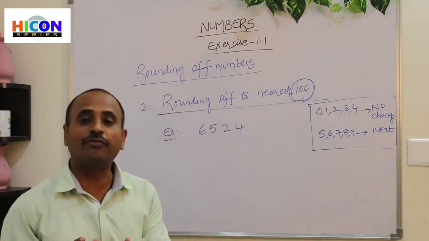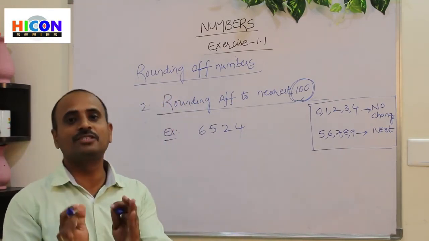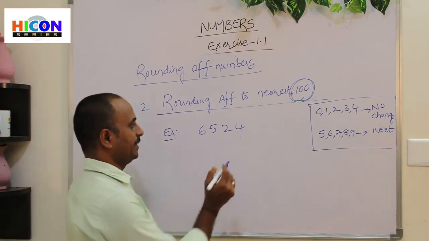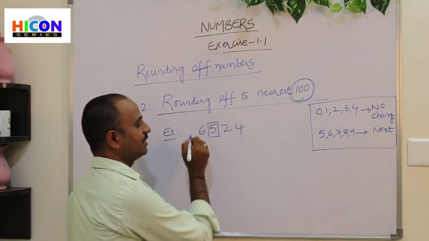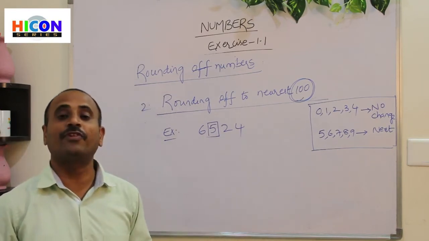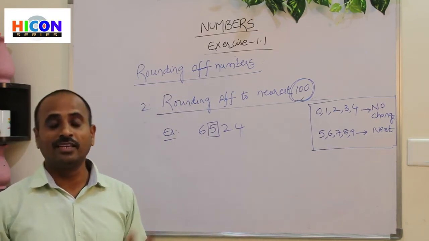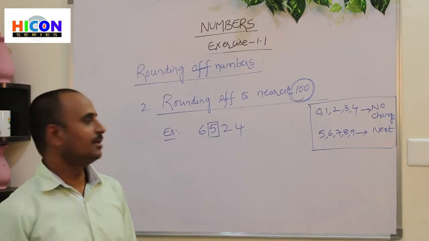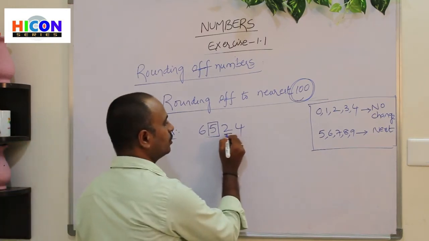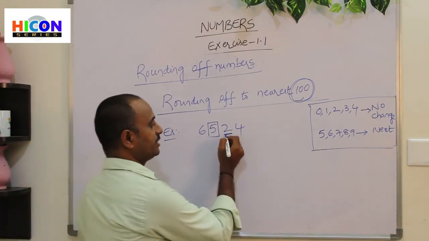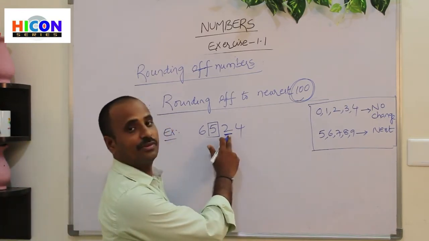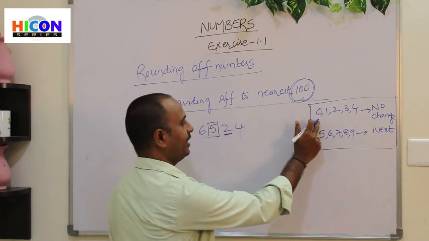That's why we have to find the digit present in the hundreds place. So the hundreds place: this is ones, tens, hundreds. So 5 is present in the hundreds place. That means there are 5 hundreds. Next, check the next digit to it. The next digit is 2, and this is less than 5.